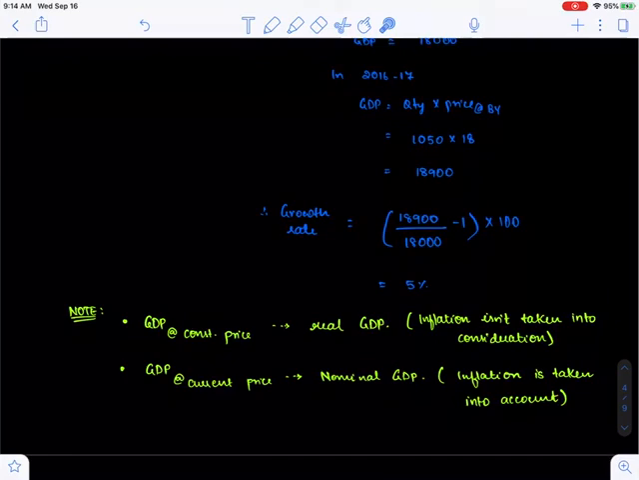So that is it with the concept of GDP at constant price and GDP at current price.